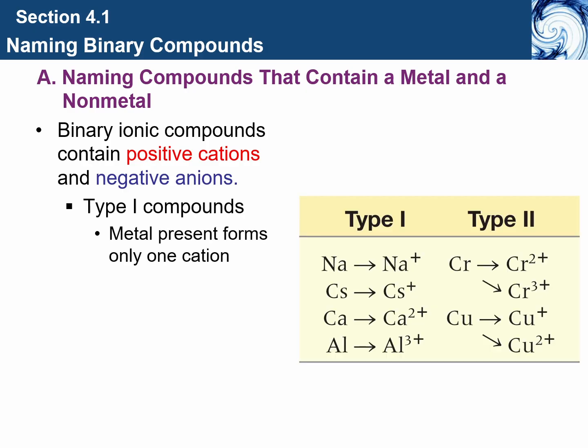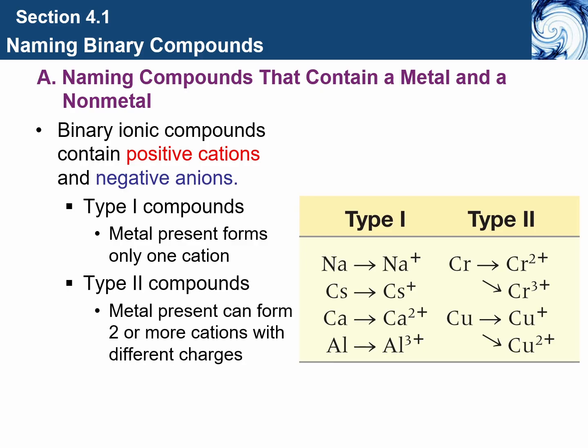When a compound contains a metal and a nonmetal, our first job is to determine what kind of metal is present. In a type 1 compound, the metal forms only one common cation. Sodium always forms Na+, cesium always forms Cs+, calcium always forms Ca2+, and aluminum always forms 3+. And aluminum is one that depends on which book or what version we're looking at. But anyway, because each of these metals only has one expected charge, the charge does not need to be stated in the compound's name.